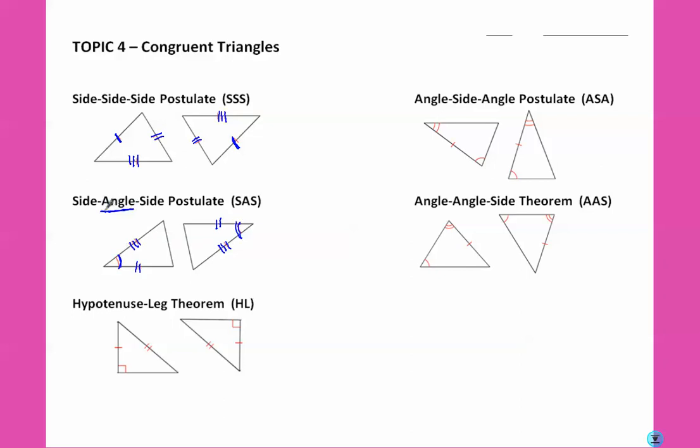And since angle is in between the sides, the angles have to be in between the congruent sides. Angle side angle is very similar to side angle side. The congruent angles surround the congruent side. And then angle angle side, the side that they have congruent is outside the congruent angles.